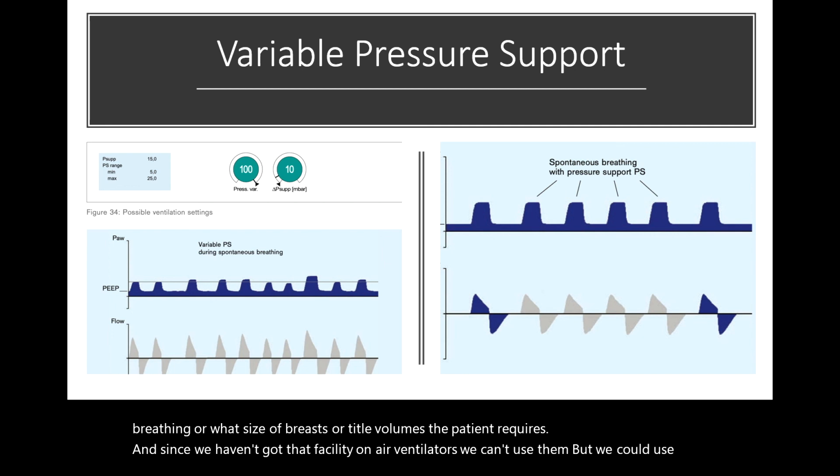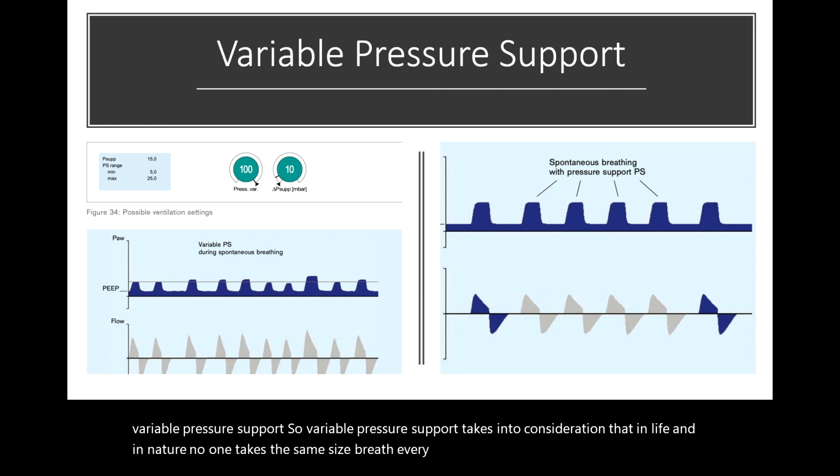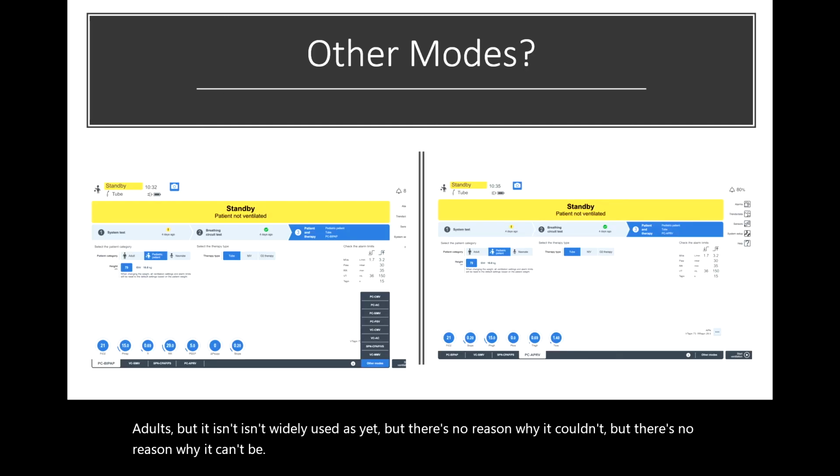So variable pressure support takes into consideration that in life and in nature, no one takes the same size breath every time. But if you're on pressure support ventilation, you do. So this is about allowing the amount of pressure to vary over time, and you set the amount of variance you're prepared to have. So those are the modes we use at King's.